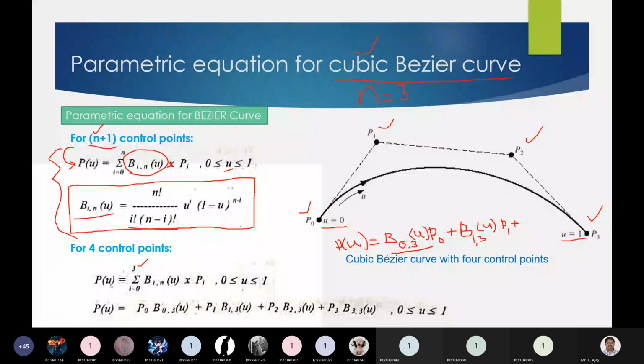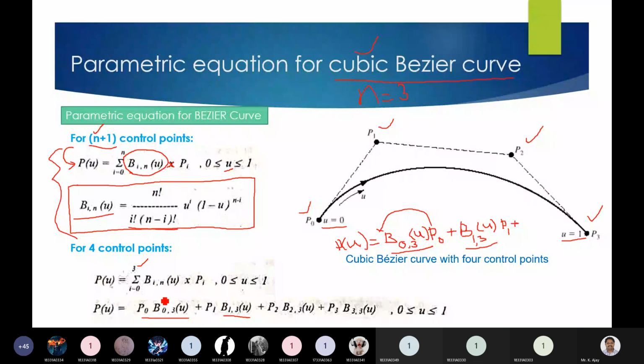This P naught, he just moved to the front. So P naught B03 of u. This reduces some confusion, right? So all the points he moved to the front. So P1 B13 of u. So this is B13 of u, P1. Similarly, apply 2 also. P2 B23 of u, B33 of u.